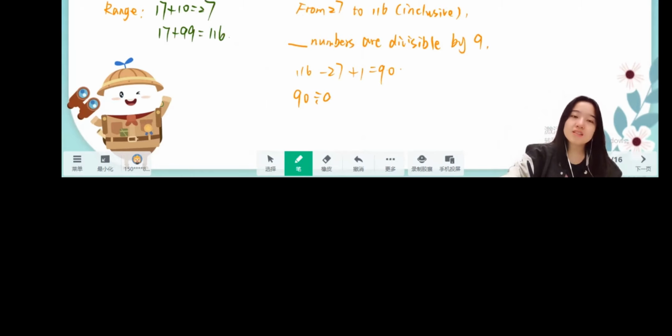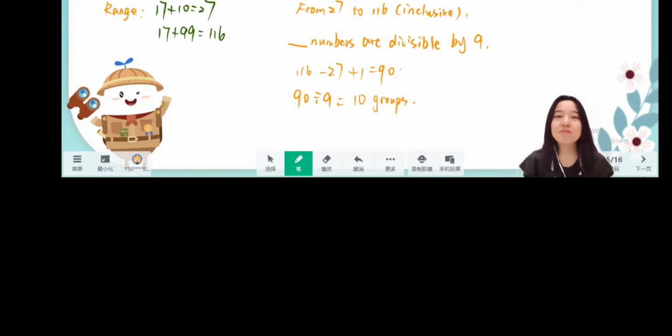In this way, we can get 90. Then divide 90 into groups of 9. We will get 10 groups. So there should be 10 numbers that meet this condition. That's why we pick B.